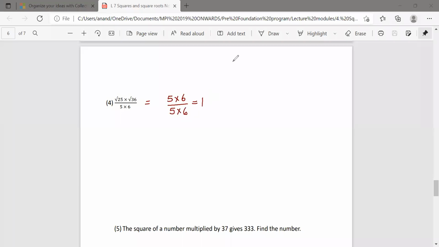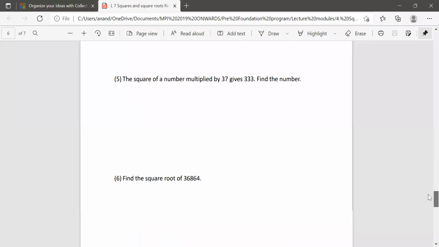Okay. Now a little step up questions. The square of a number multiplied by 37 gives 333. My number will be x. Square of x multiplied by 37 gives me 333. X square into 37 is 333. Find the value of the number.